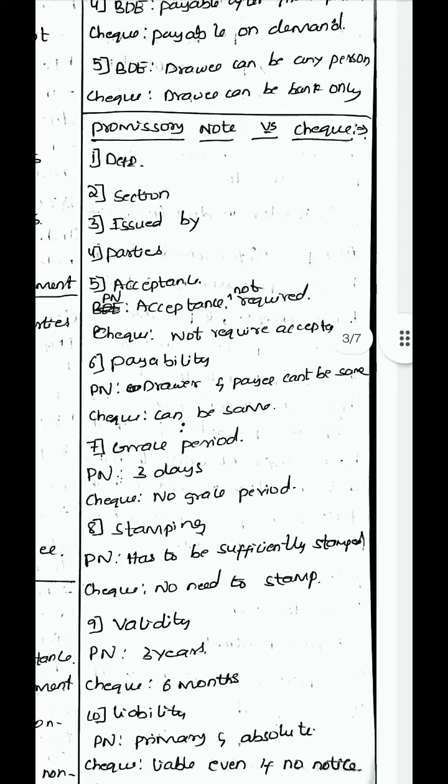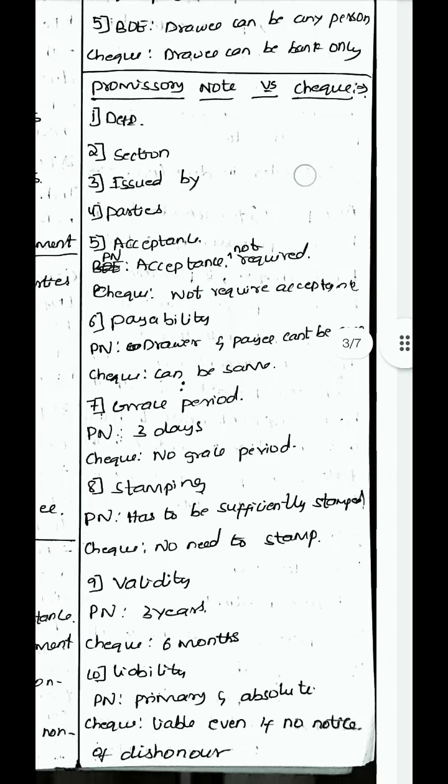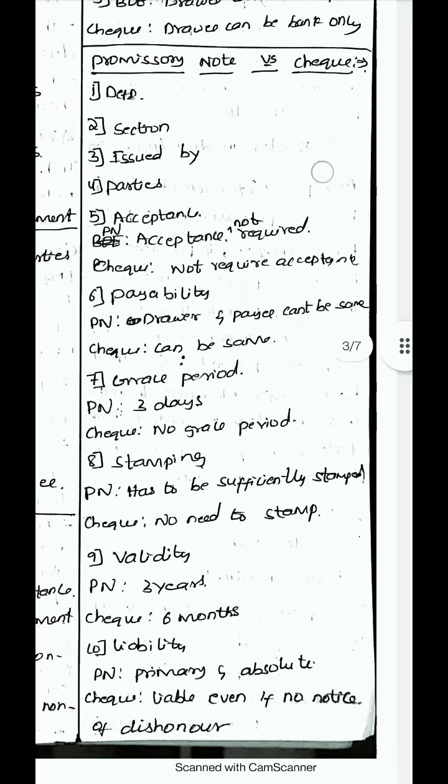The next is the difference between a promissory note and check. So first we will have to write a definition of a promissory note, where the person is promising to pay. In check we are ordering a bank to pay. Then section numbers. Promissory note is in section 4 and a check is in section 6. Then issued by. The promissory note is issued by the debtor and the check is issued by the creditor. Then parties. In check we have 3 parties: the drawer, the payee and the bank. And in promissory note we have only 2 parties: the drawer or maker and the payee.